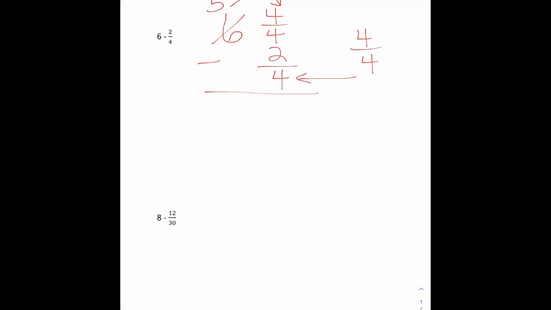Now we can subtract. 4 minus 2 is 2. Our denominator stays the same. And then 5 minus 0 is 5.